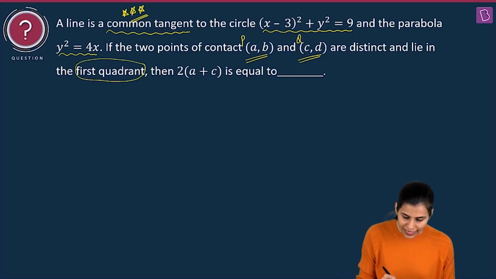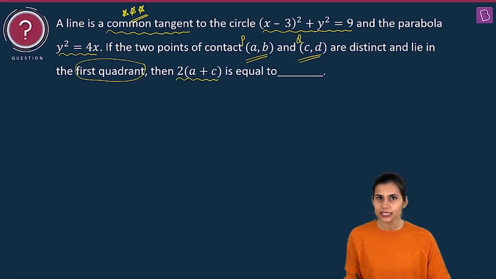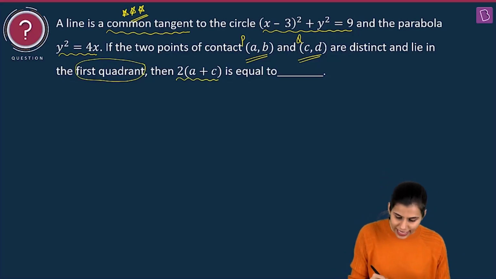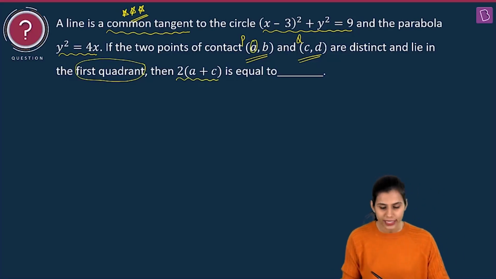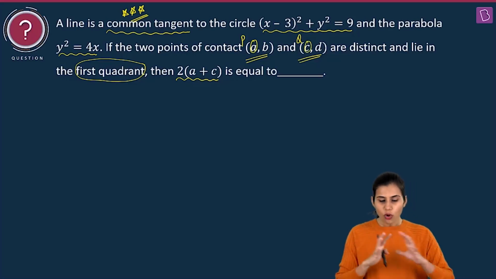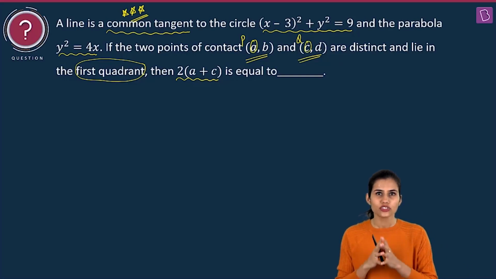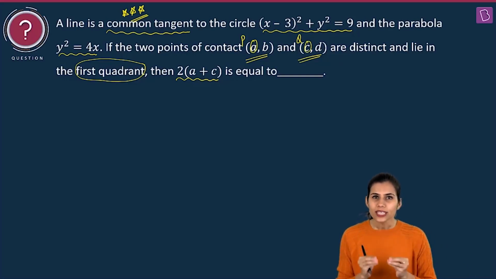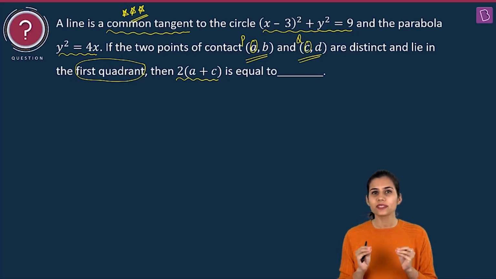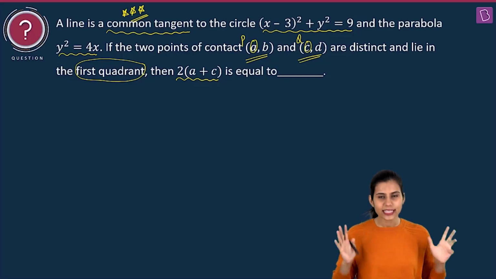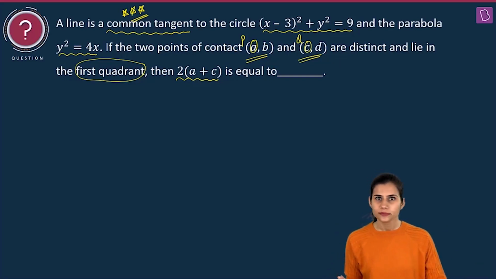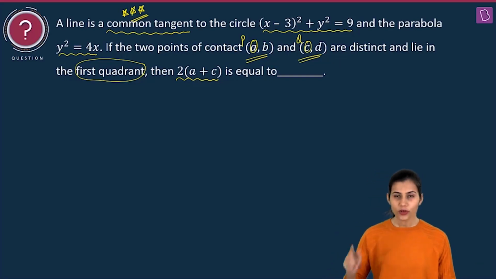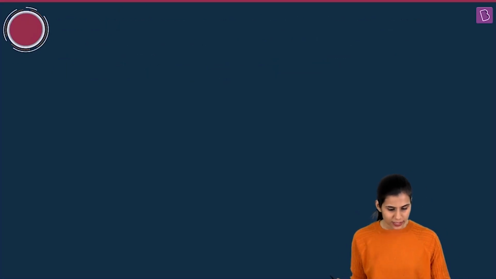You are supposed to find the value of twice of A plus C, wherein you have to realize that A is nothing but the x coordinate of P and C is nothing but the x coordinate of Q. So all in all, we have to somehow compute the explicit coordinates of P and Q, so that from there we can extract their x coordinates, that is A and C, and hence compute twice of A plus C. Isn't it? Let's start. First of all, I'll begin by visualizing the figures involved here.